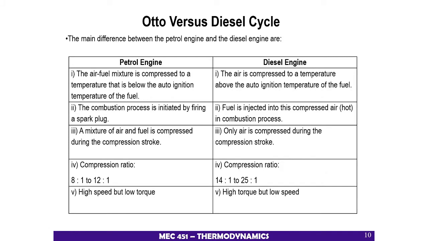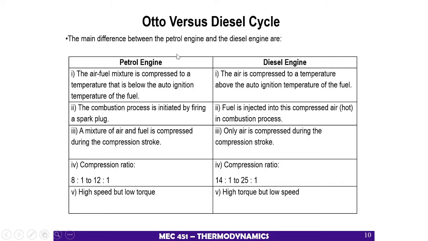So this is the main difference between the petrol engine and the diesel engine. In a petrol engine, the air-fuel mixture is compressed to a temperature below the auto-ignition temperature of the fuel. Normally here we use petrol fuel. Whereas for diesel, the air is ignited automatically by temperature and also pressure. So petrol engine uses a spark plug, diesel doesn't need a spark plug, it is automatic.